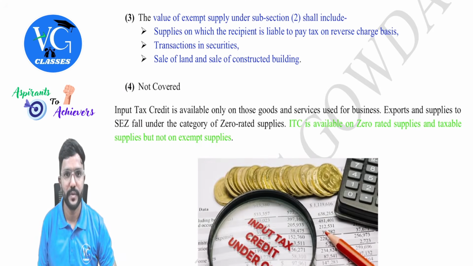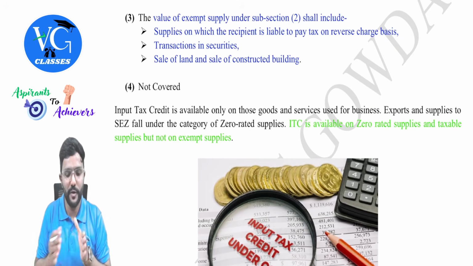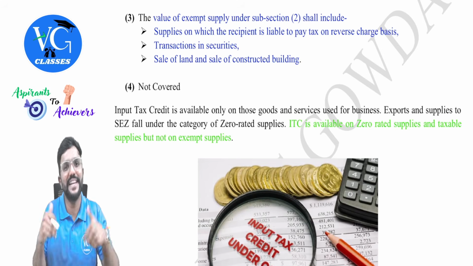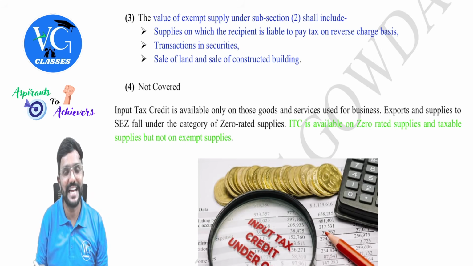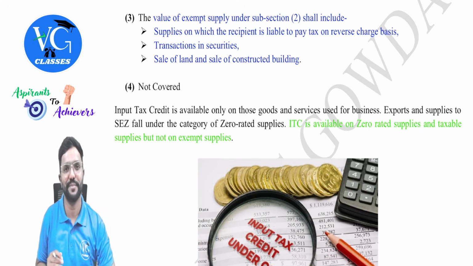What is it? Supplies on which the recipient is liable to pay tax on reverse charge basis. So if my outward supply is taxable under RCM, they are telling me to consider it as exempt supply. It is taxable actually, but under RCM. But they are telling the supplier to consider it as exempt supply.